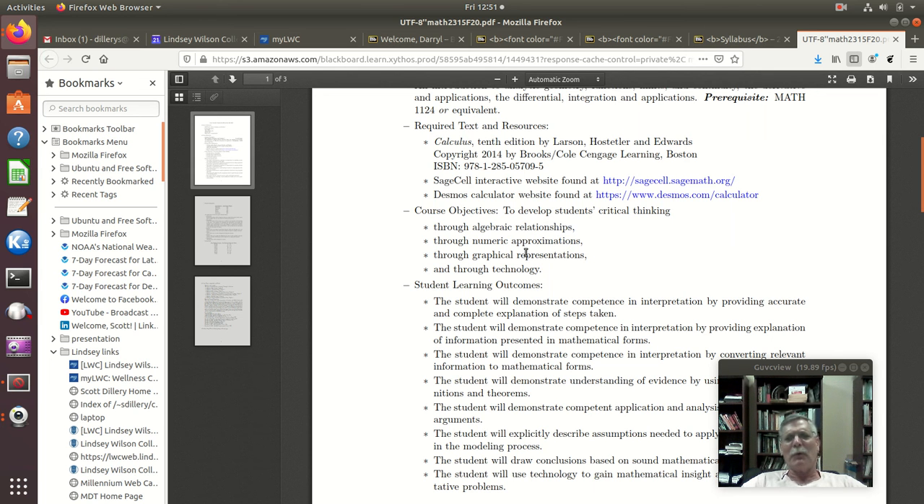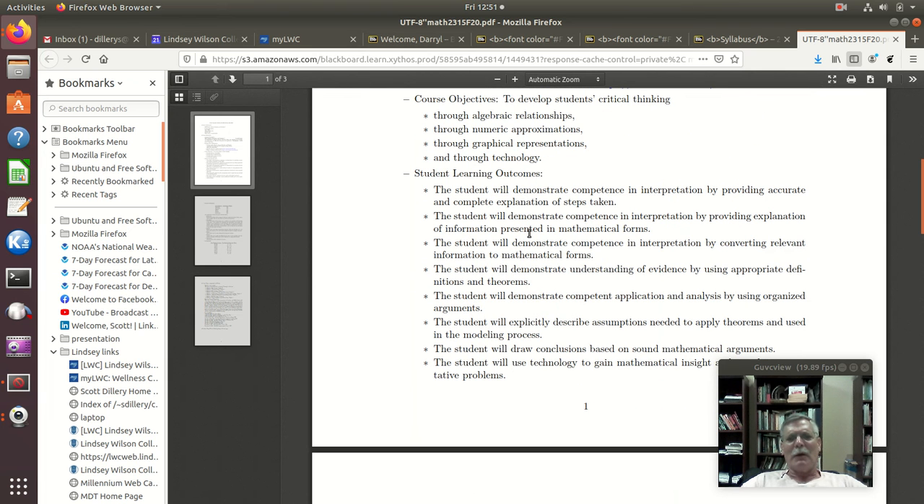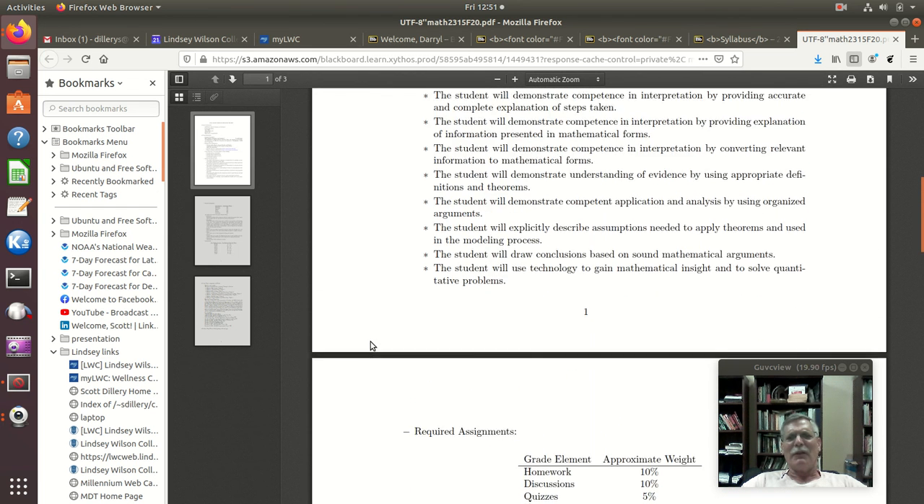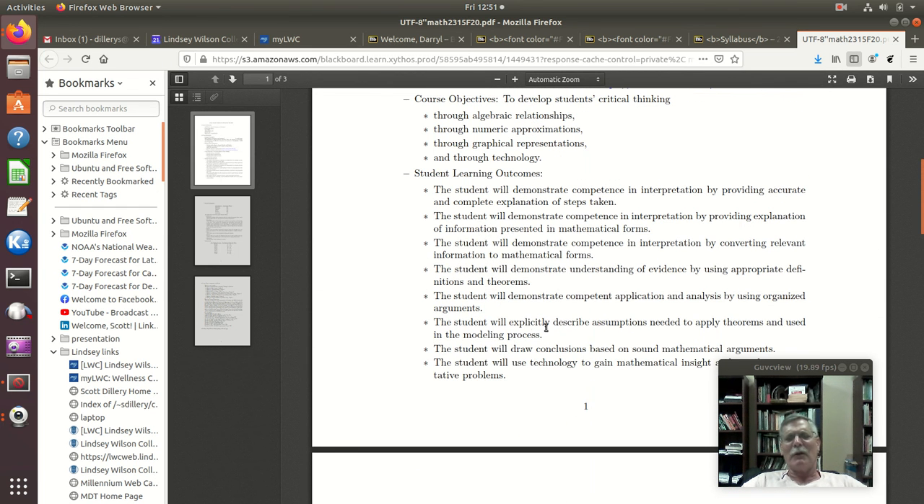Objectives of the course, we want to learn some calculus through algebraic, numerical, and graphical kinds of representations. We also want to use some technology. Learning outcomes, again, you can take a look at those. The learning outcomes are somewhat how we grade the rubrics, kind of on these basic ideas. Did you explain the steps that you took, and that sort of thing.